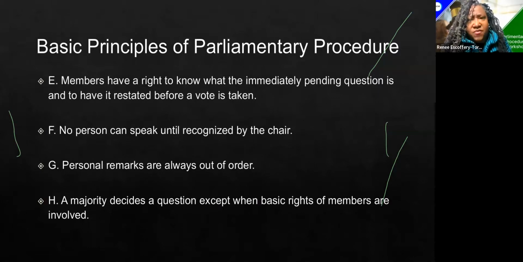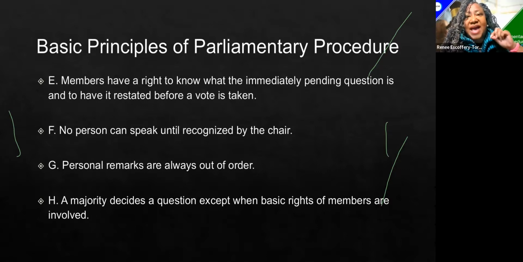Personal remarks are always out of order, always. If you're familiar with fallacies of logic, I was an English teacher in another life, and we would teach logical fallacies. One of the fallacies that I really loved was ad hominem, which is Latin for attacking the man or attacking the person. You cannot attack or question the motives of why someone is making a motion or supporting a motion. That's always out of order.